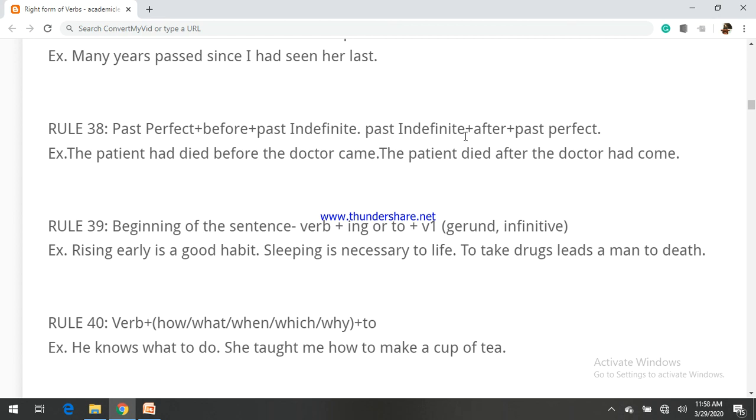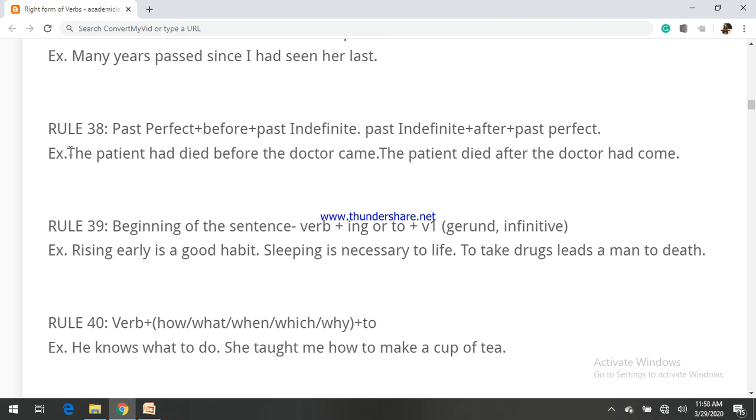And past indefinite plus after plus past perfect. After the word after, you have to use past perfect, and before the word after, you have to use past indefinite. Past perfect plus before plus past indefinite: before sits here in the middle, and after before, past indefinite. After sits here in the middle, and after the word after, past perfect. This one is the rules from past perfect tense.